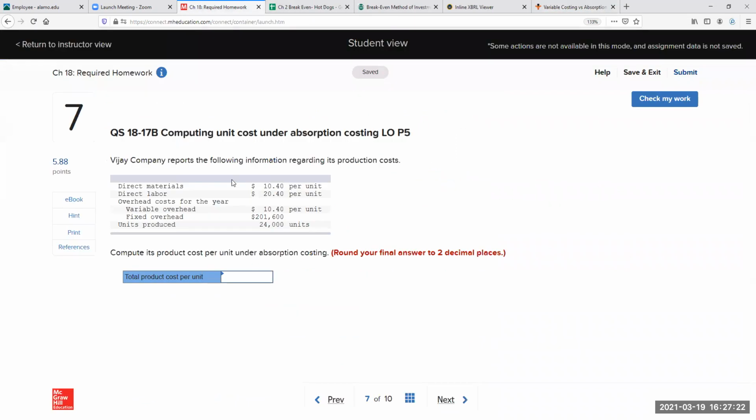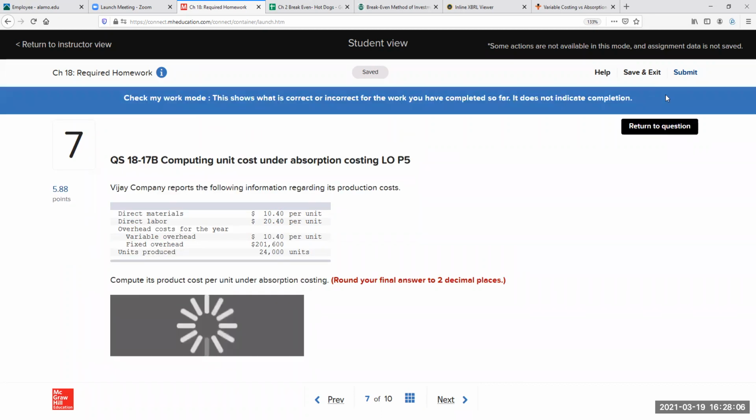But in this case, it includes this fixed overhead of 200,000, but you have to divide it by how many units you produce. So you take the direct materials, direct labor, plus the variable overhead, plus the fixed overhead divided by how many units. 201,600 divided by the 24,000 units we produced gives the fixed overhead of 840 per unit, plus the 1040 variable overhead, plus the $20.40 direct labor, plus the 1040. So this cost should be $49.60 if I did all my math right.